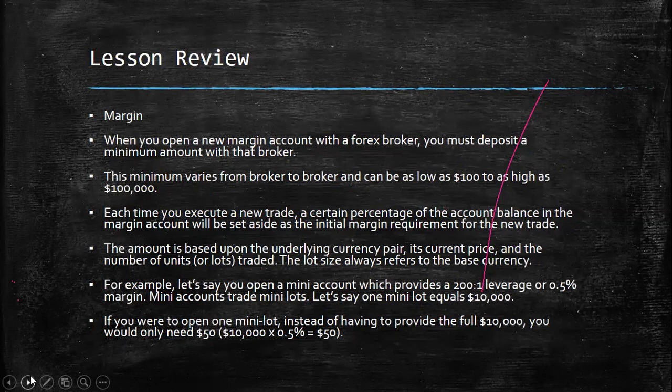If you were to open one mini lot, instead of having to provide the full 10,000, you would only need 50 bucks. And here's the math behind it. $10,000 times the 0.5%, that's 50 bucks. So with a $100 account, basically with 200 to 1 leverage, you're able to use the mini lot size.